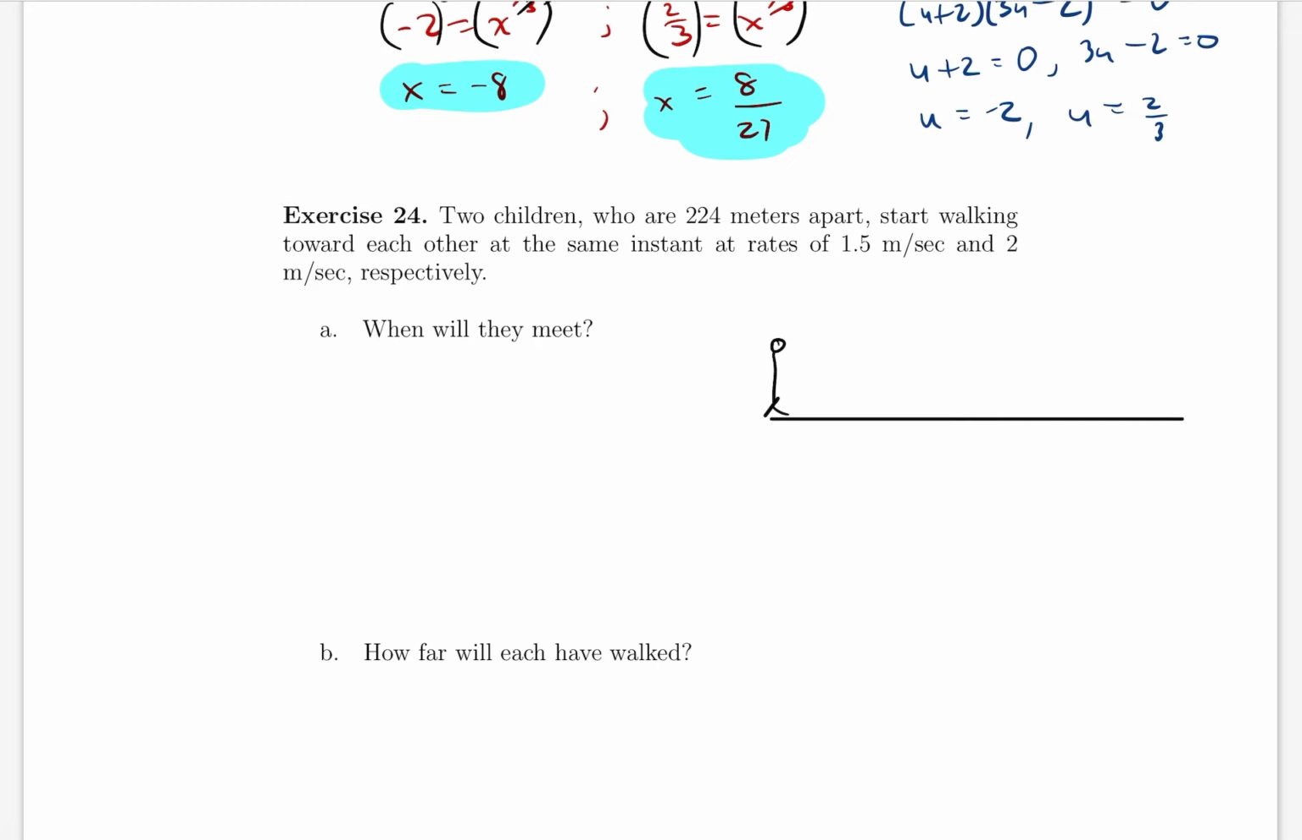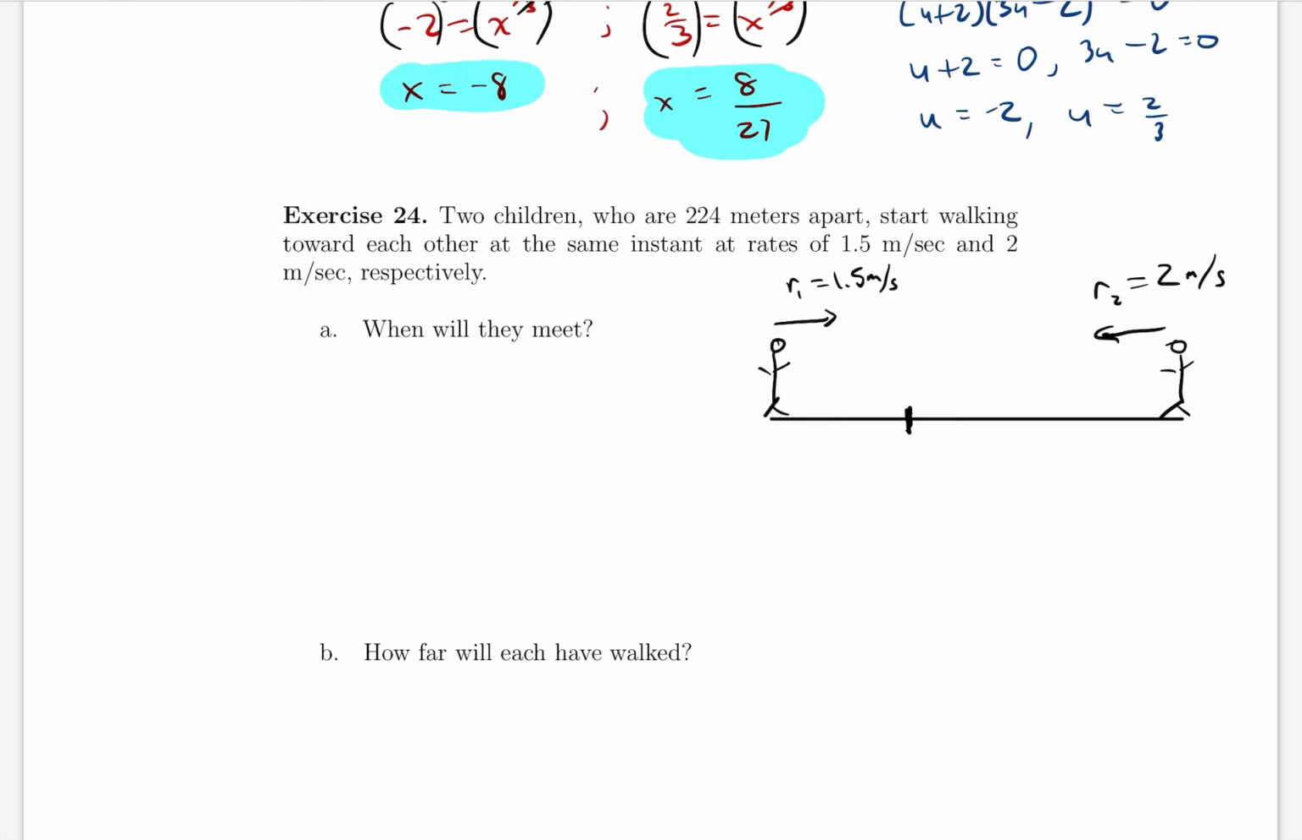So you've got child 1 and you've got child 2. This child is traveling at the rate of, I'll call it R1, 1.5 meters per second. This child is moving at, I'll call that rate 2, 2 meters per second. The total distance is 224 meters. Because this child is faster, they're not going to meet in the middle. They're going to meet more to the left of the middle. So I'm going to just mark it approximately here somewhere.